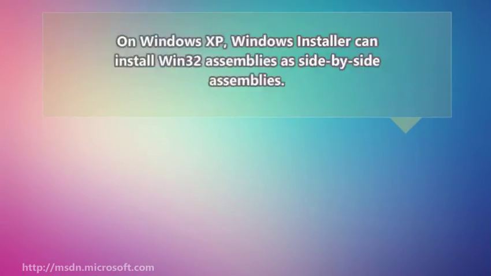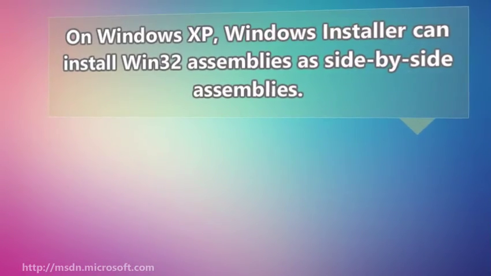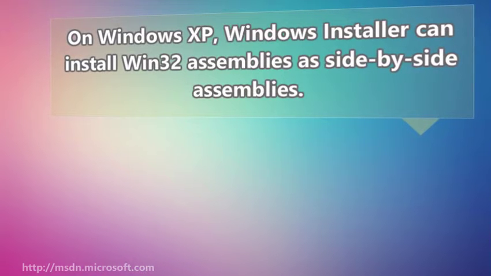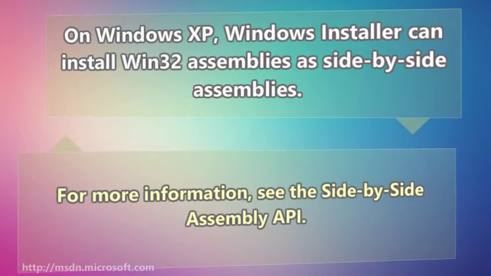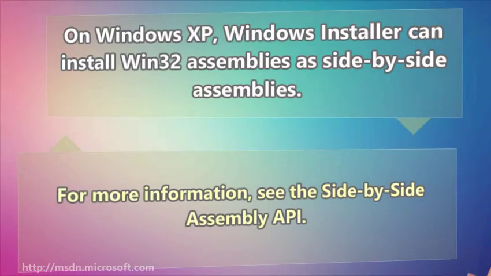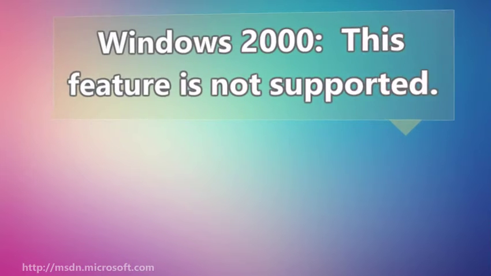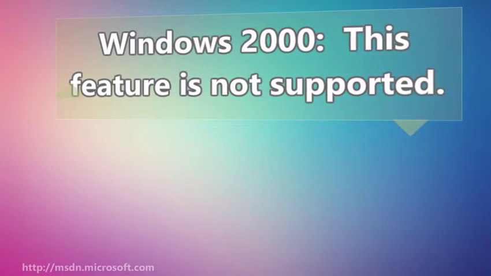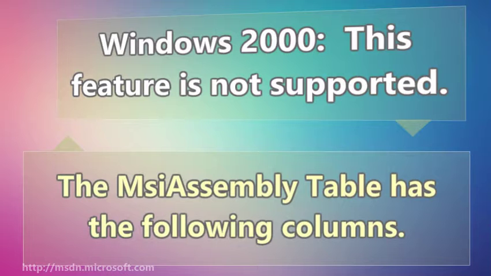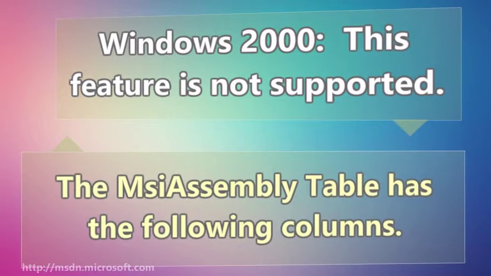On Windows XP, Windows Installer can install Win32 assemblies as side-by-side assemblies. For more information, see the Side-by-Side Assembly API. Windows 2000: This feature is not supported. The MsiAssembly Table has the following columns.